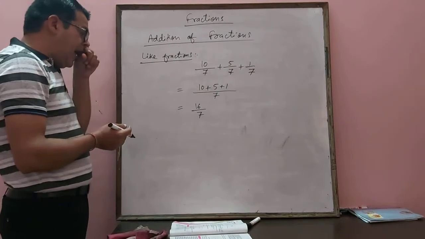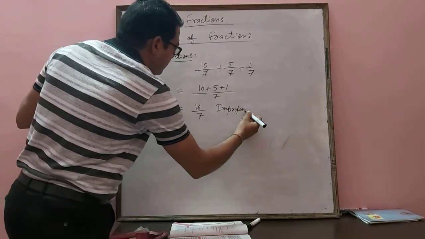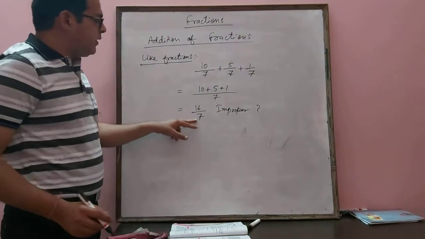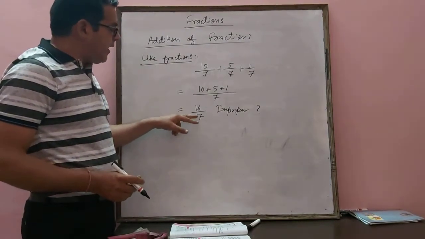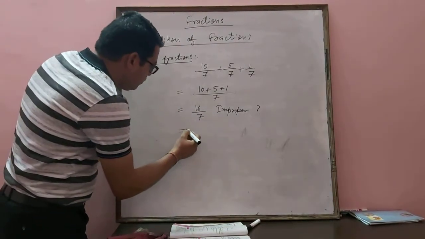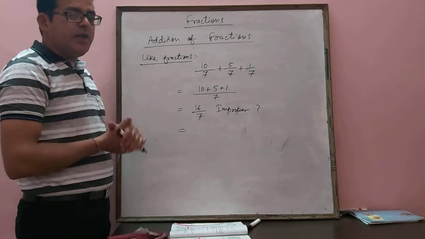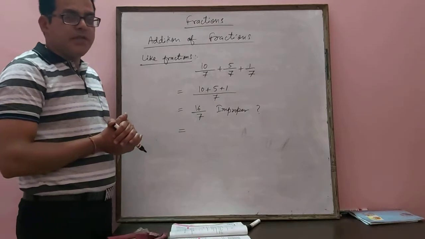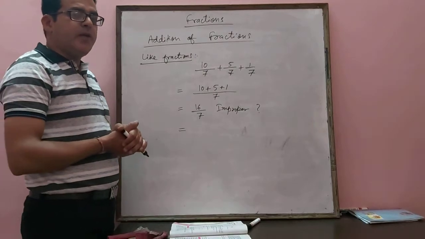Hope you understand. And which kind of fraction is this? This is improper. Why is this fraction improper? Because the denominator is less than the numerator, right? 7 is less than 16. That's why it is improper. But according to the basic rule of fractions, your answer should be in simplified form and in mixed fraction. So we have to convert this improper fraction into a mixed fraction.